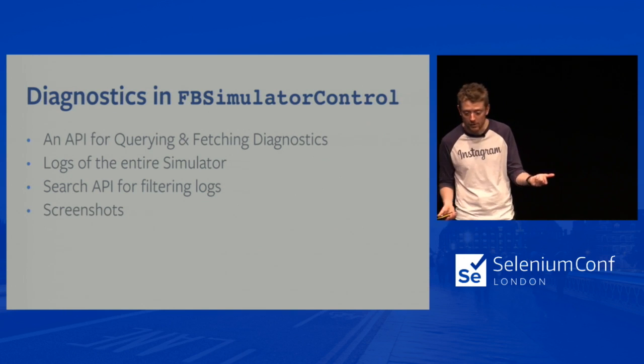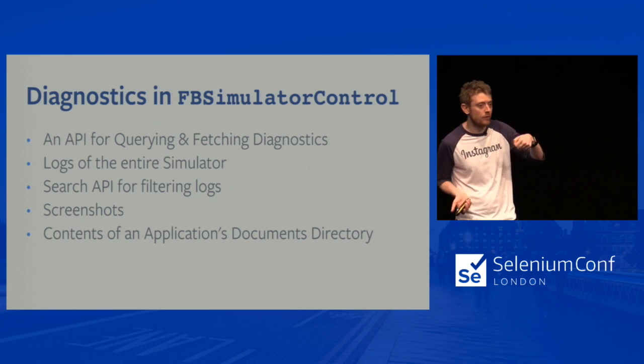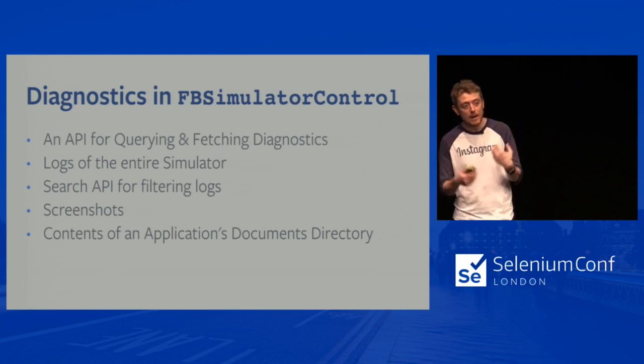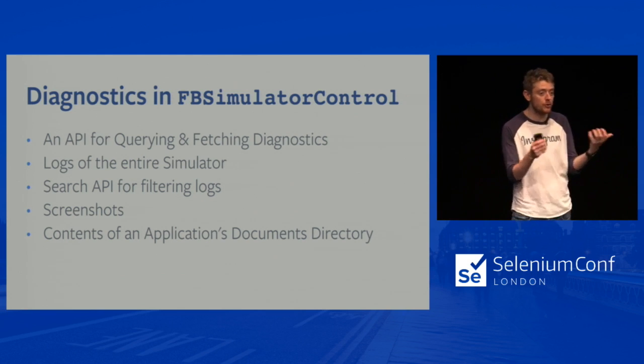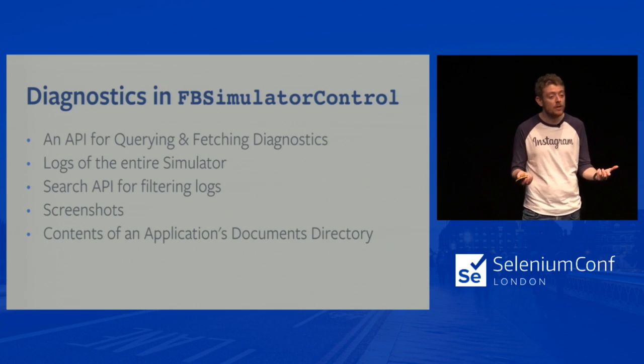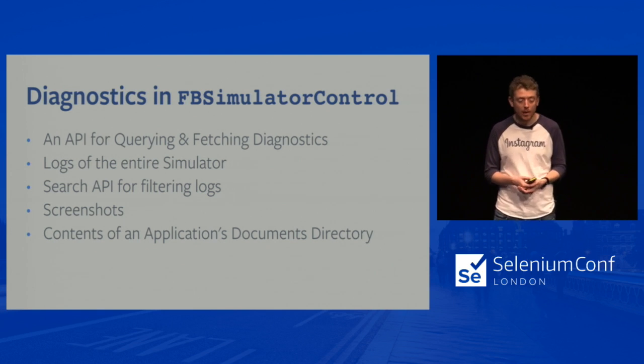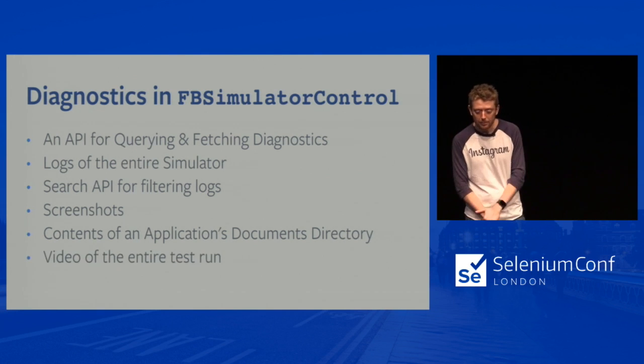You can also access screenshots using this API. You can also yank out the contents of the documents directory of an application that you've launched. So maybe your application has a bunch of additional logging data that you put alongside that you might want to present later in the case of a test failure. You can yank all that out at any time during a test run.